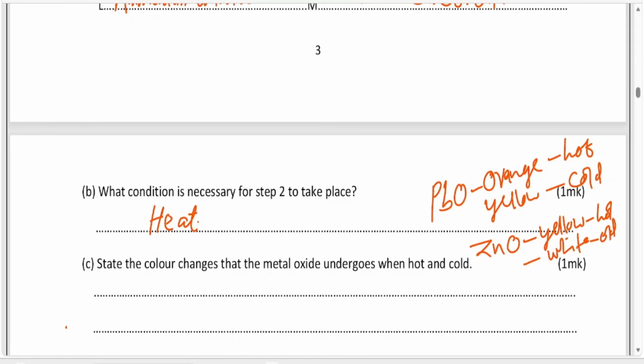So given the question at hand right now, zinc oxide, when hot, is yellow, and when cold, it is white in color. So this gives us half a mark in each case. Moving to the next question.